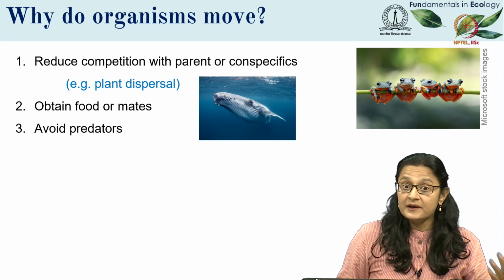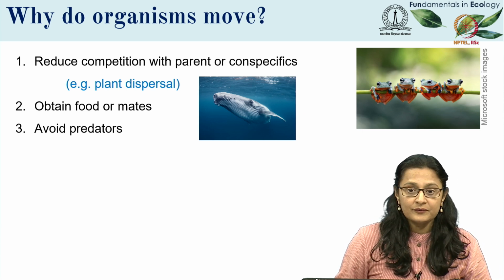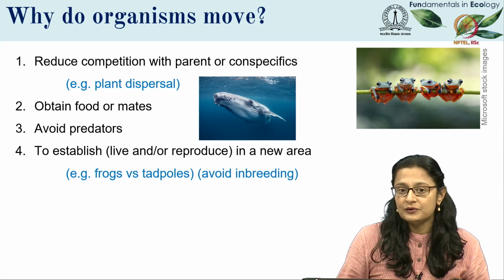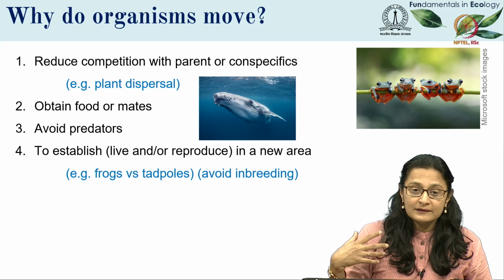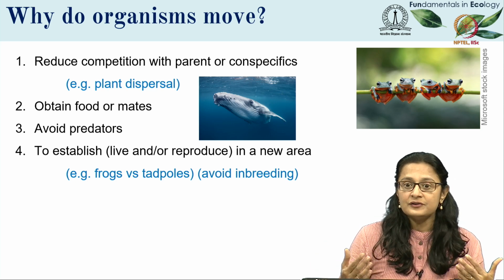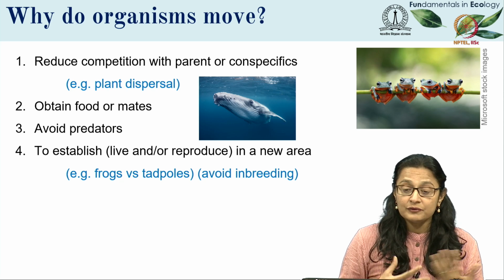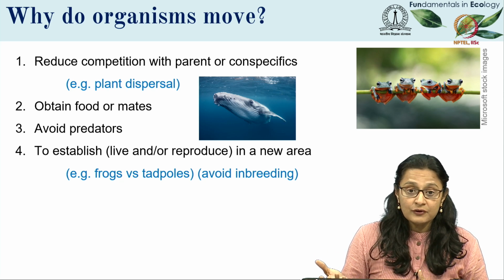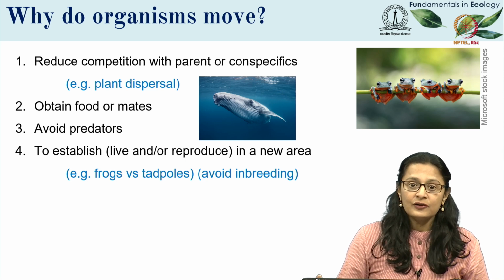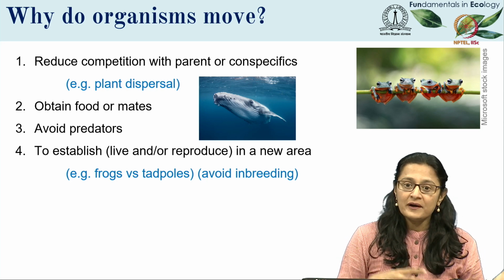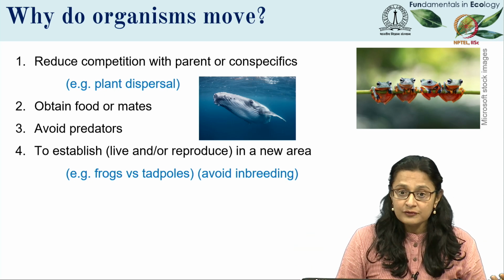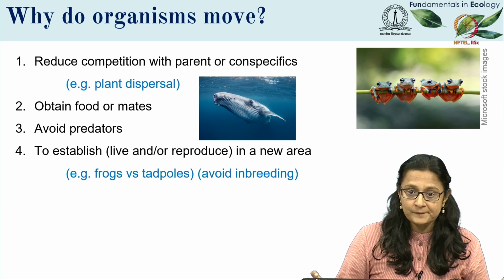Organisms could move to obtain food or mates or avoid predators. To establish, which means to live or reproduce in a new area. This could be because of competition, or it could be because life stages change their habitat requirements. So for example, many frogs are terrestrial, while tadpoles are aquatic. And so they have to move from one environment to another. Sometimes animals are moving to get away from conspecifics to avoid inbreeding.